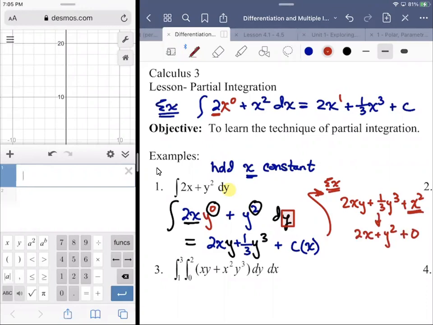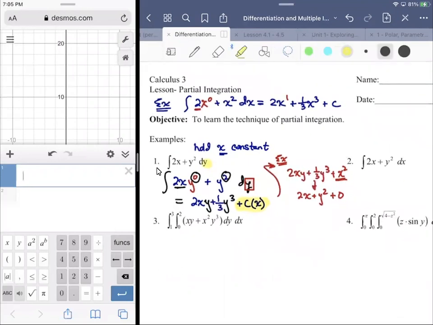It could have just been a regular constant. It could have just been a 2, it could have been a 10, it could have been a pi, it could have been an e, but it could also be something like x sine x minus the natural log of x. So it could be a whole lot of other things going on, and we have to account for all of those things. So instead of writing plus c at the end, we're going to say plus c of x.